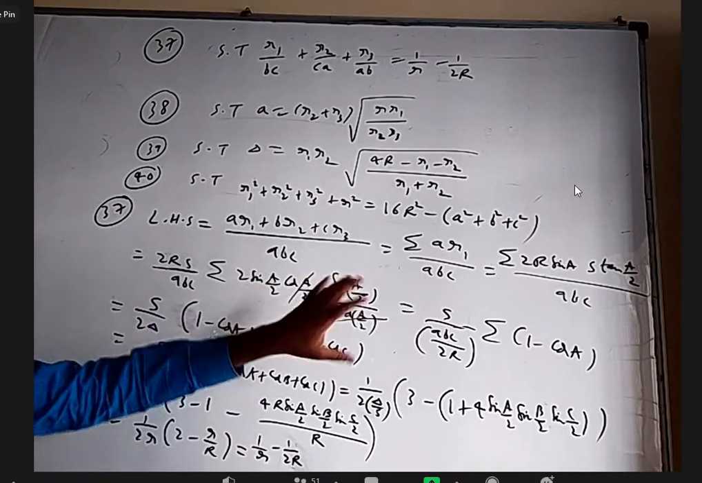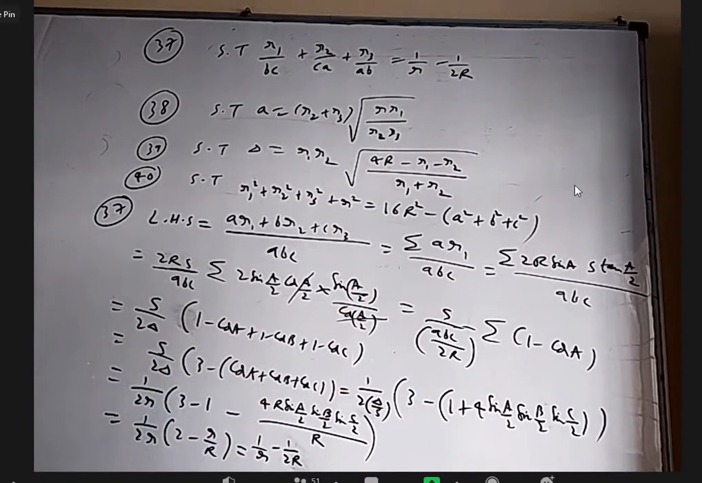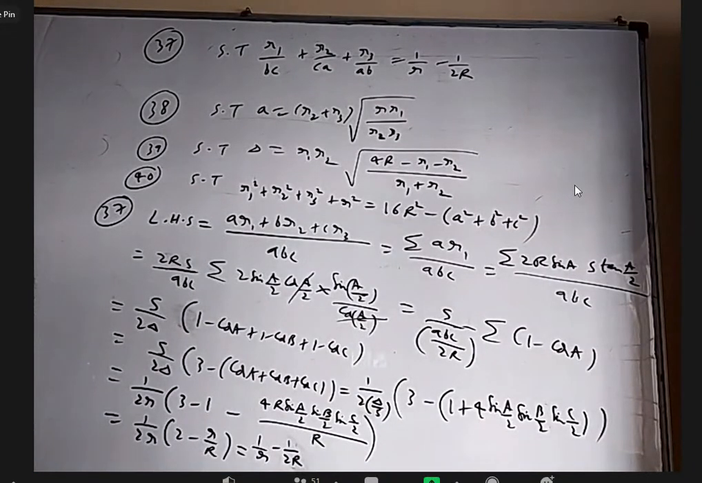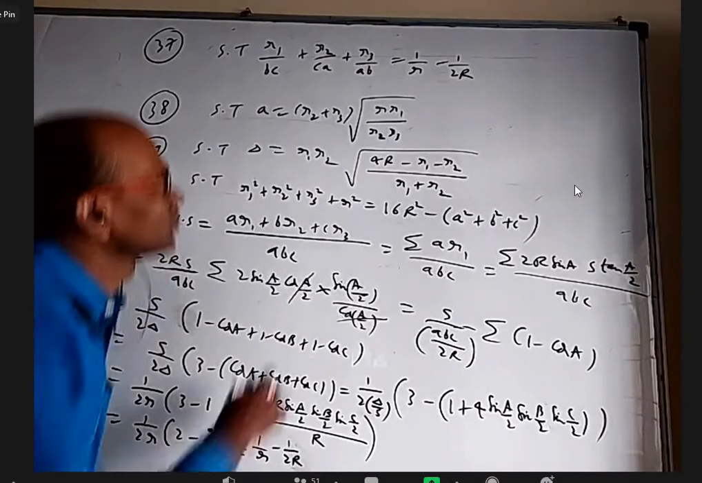Anybody have a doubt about any part? Please feel free to ask. I can explain the whole thing if somebody wants. I think for 38 you can use any of the formulas for delta by S, and it will come easily.